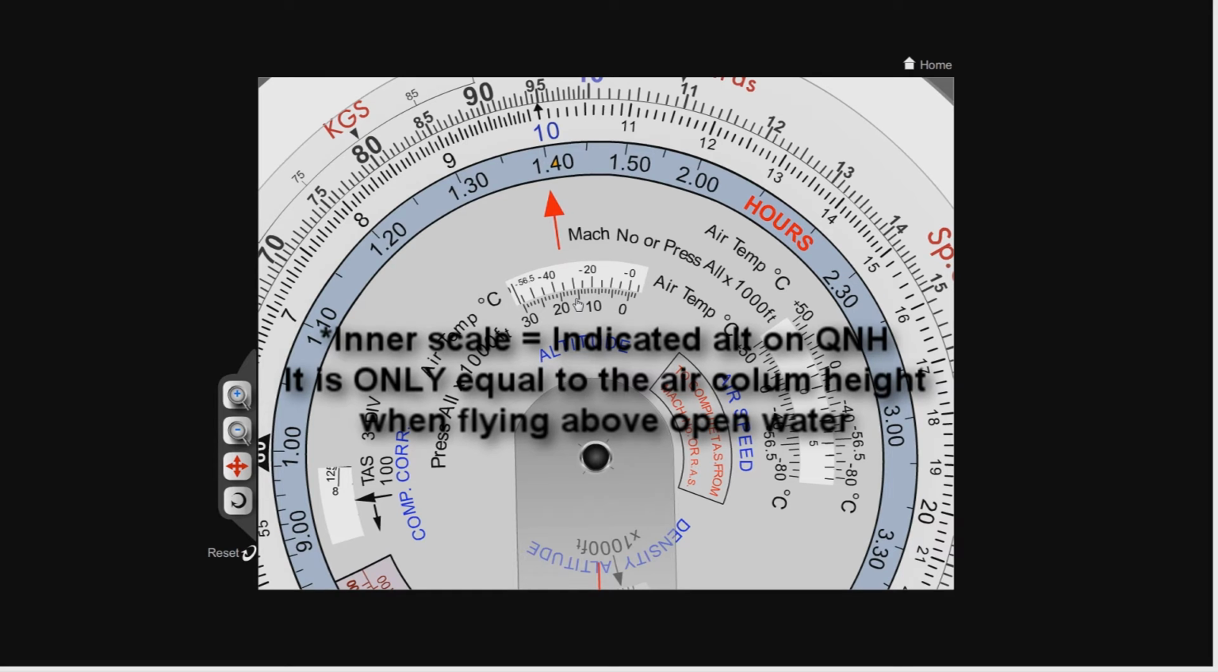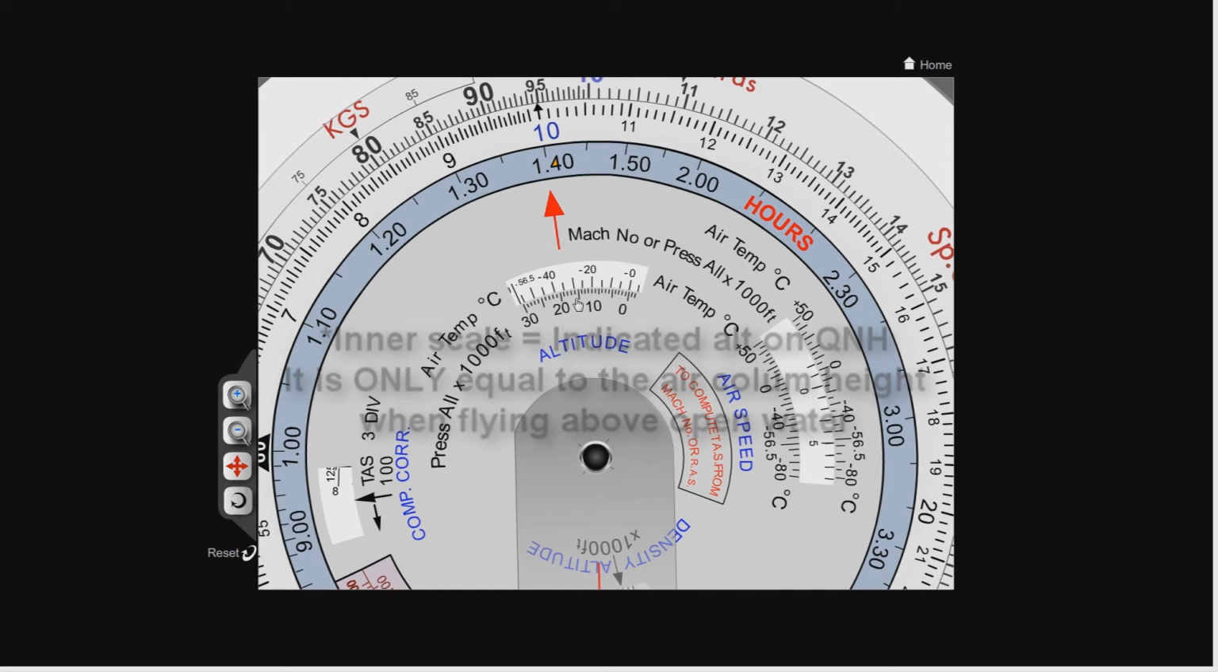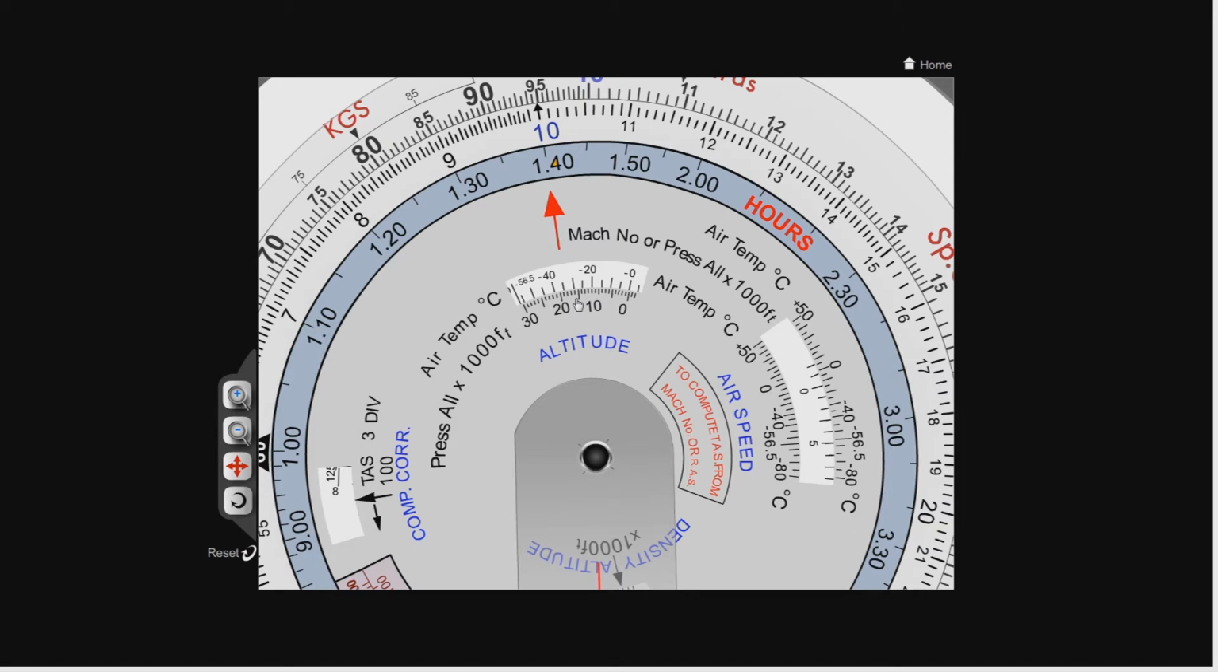Technically that's not true. What we're looking for on the inner scale is the height of the column of air in which the temperature error can exist. Now in this instance that is equal to the indicated altitude, but it won't always be, as you'll see in a later example. So we want to put the height of the column of air on the inner scale, because that's the only height, the amount of air in which that temperature error can exist, and then we're going to look for the true altitude on the outer scale.